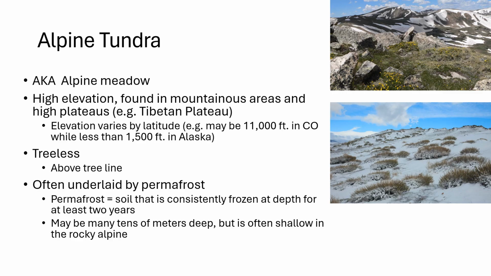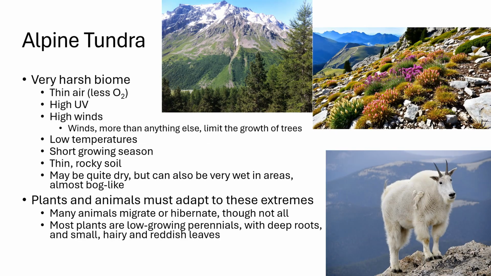That elevation is going to vary based off of the latitude. The lower the latitude, the closer to the equator, the higher tree line tends to be. And then the closer to the poles, the lower tree line tends to be, just because the conditions become more severe. So it's around 1,500 feet in Alaska, where it's 11,000 feet here in Colorado. It's treeless, it's defined by being above tree line, and it's often underlaid by permafrost, but that soil can often be thin and rocky, although in some cases it may be many meters deep. And that permafrost is also going to be storing carbon.